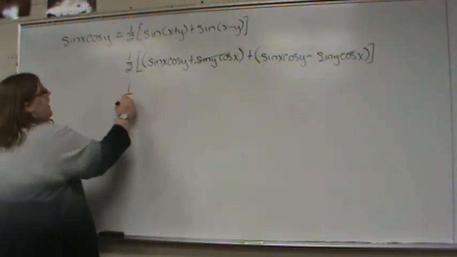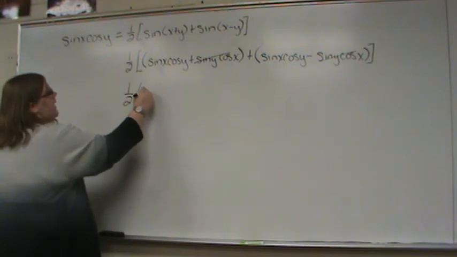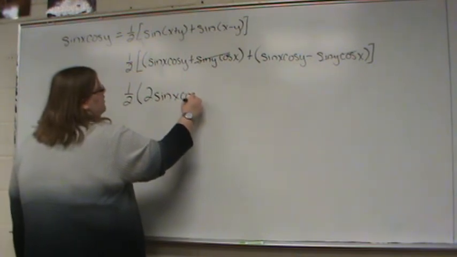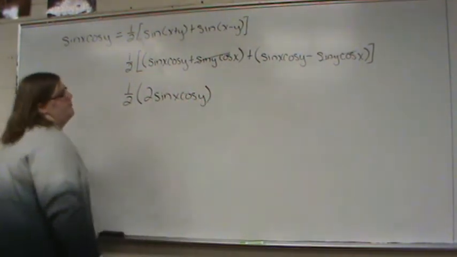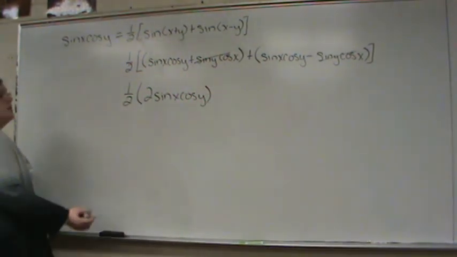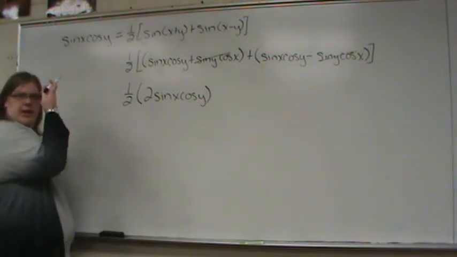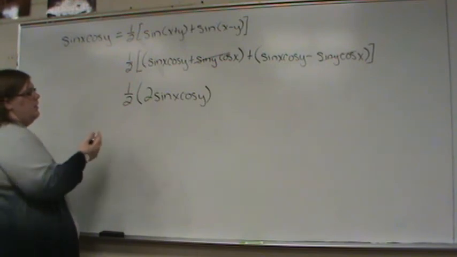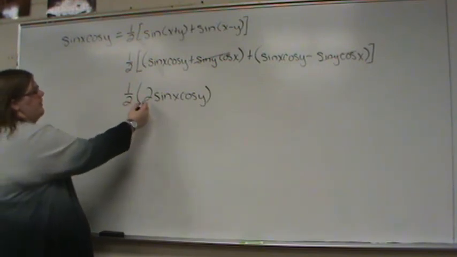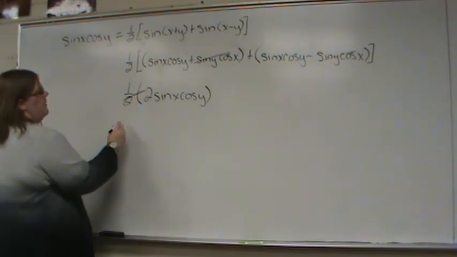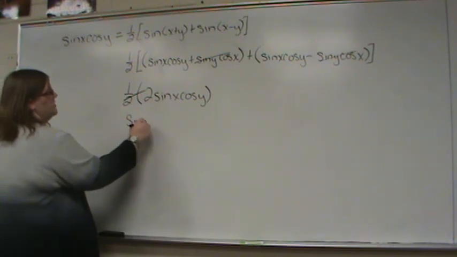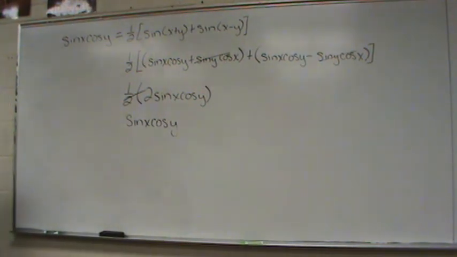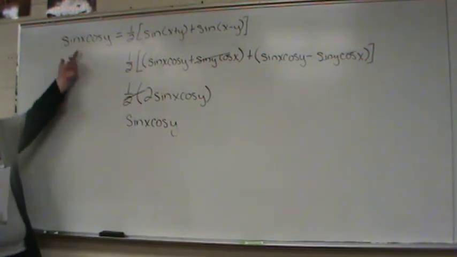So we're going to have 1/2 times 2 sine x cosine y. So we can get rid of the bracket now. You can just take 1/2 times 2, and when you multiply these through, they cancel out, and you end up with just sine x cosine y. And that was what we were trying to prove.